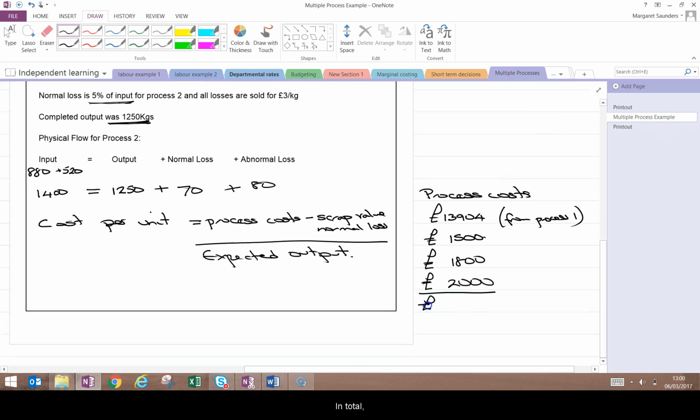In total, £19,204. So that's our process costs. So again, it's remembering to pick up the costs from process 1 and adding them to your additional costs in process 2.